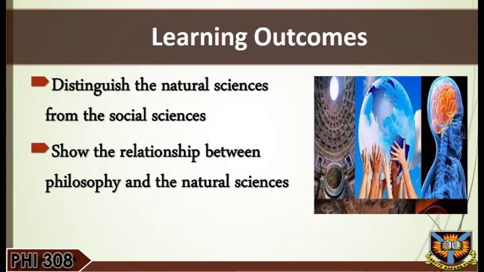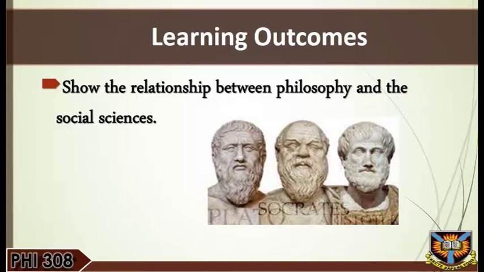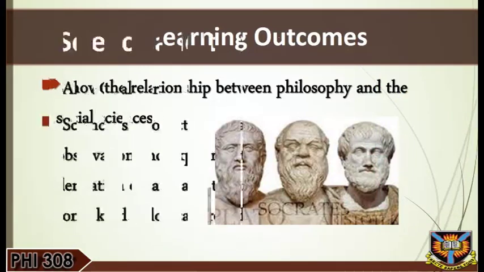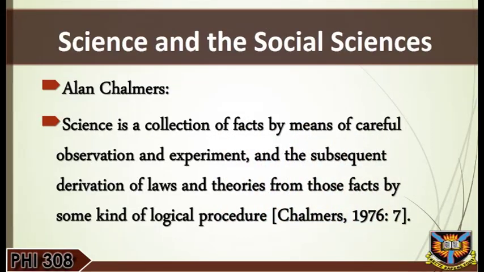Learning outcomes. At the end of this session, you will be able to distinguish the natural sciences from the social sciences, show the relationship between philosophy and the natural sciences, and lastly, show the relationship between philosophy and the social sciences. Science and the social sciences.